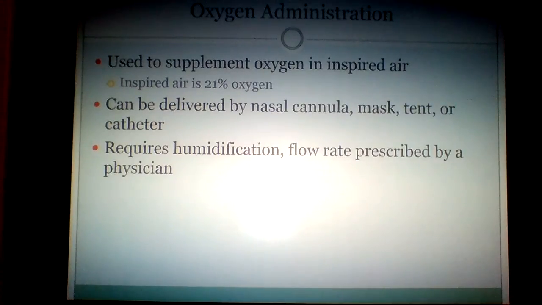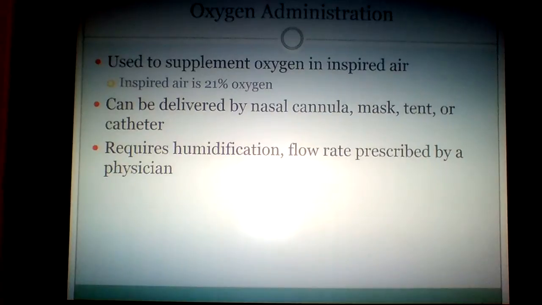So, room air. Inspired air is 21% oxygen. So room air, what we're breathing in right now, is 21% oxygen. I'm not really sure how many of you might have known that, but it's one of those nice things to know. It does kind of help you out.